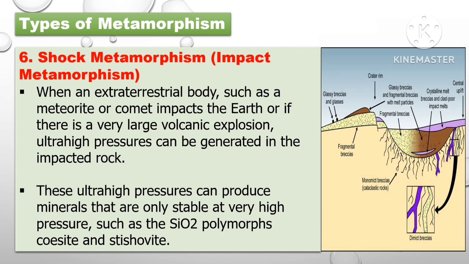Another type of metamorphism is shock metamorphism, or impact metamorphism. When an extraterrestrial body such as a meteorite or comet impacts the Earth, or if there is a very large volcanic explosion, ultra-high pressure can be generated in the impacted rock. This ultra-high pressure can produce minerals that are only stable at very high pressure.